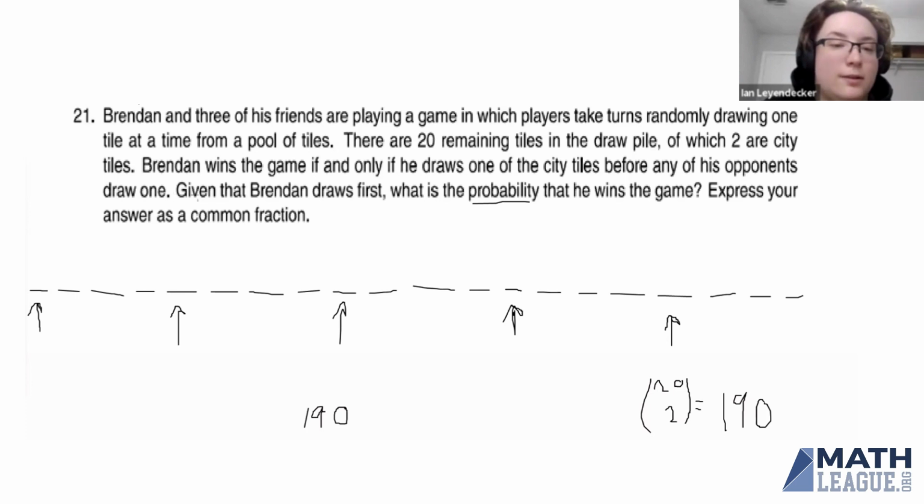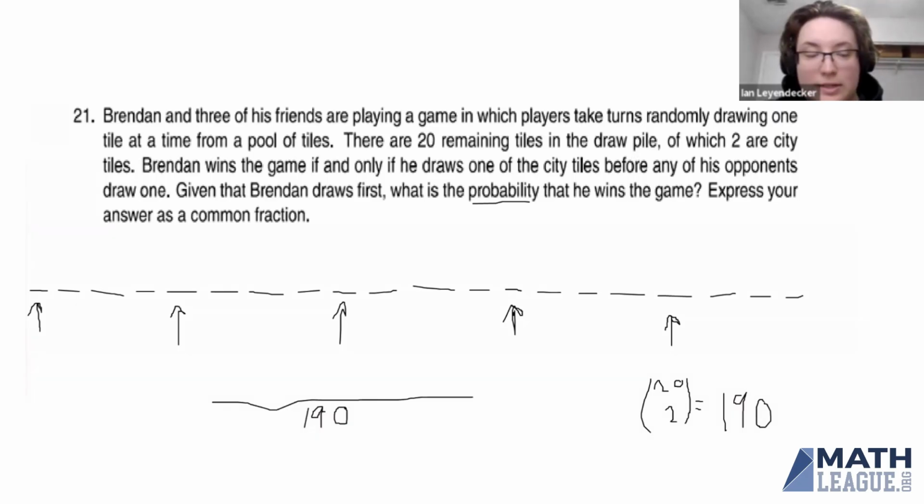And we know that if Brendan wins, the first city tile in this sequence of 20 tiles has to fall on one of these spaces. So if we go case by case through each of these spaces, we can figure out the number of ways to place the 2 tiles in each case and find our total number of desired outcomes. So let's go ahead and color code these. First of all, if a city tile goes here, then the second city tile can land anywhere from the 2nd turn to the 20th turn. So 19 total options in this case, because the city tiles aren't distinct.